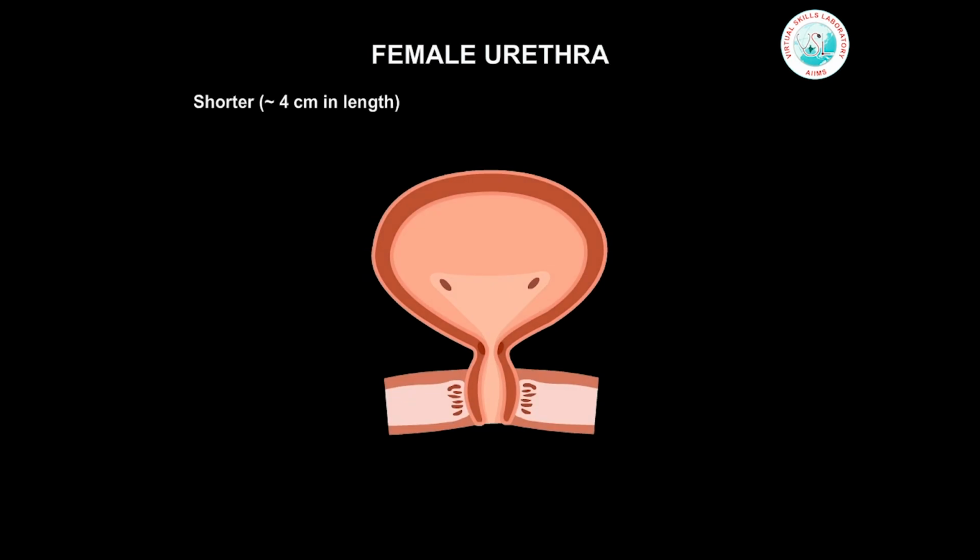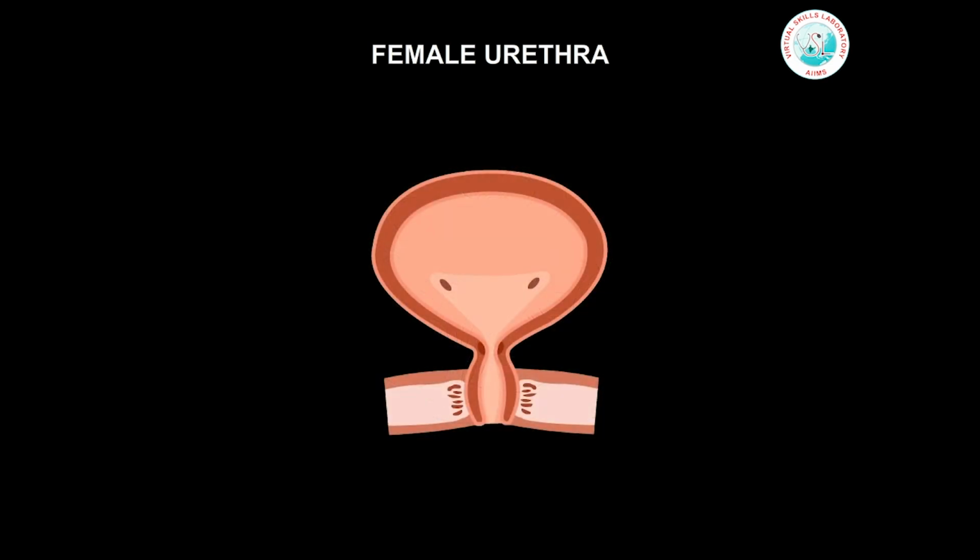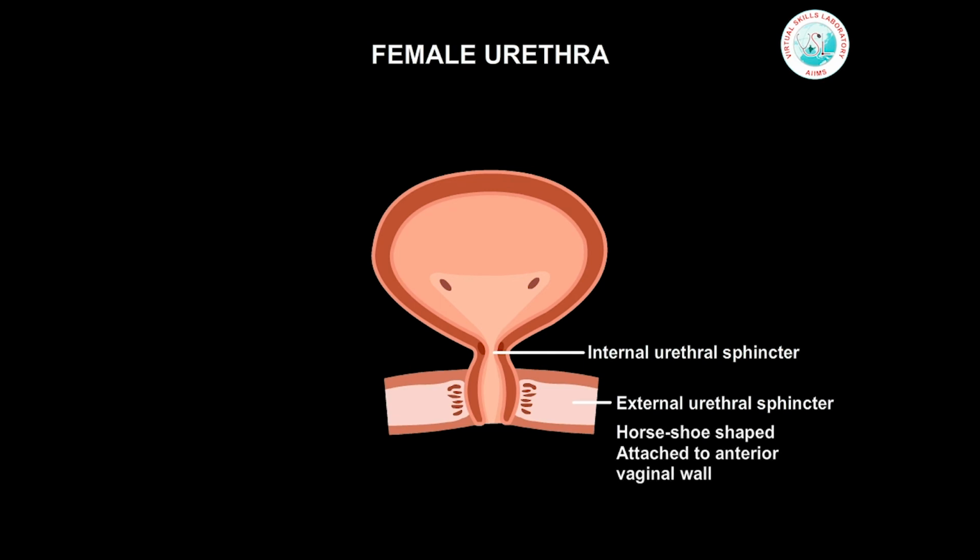The female urethra is shorter and opens directly in front of the vaginal vestibule. Because of its short length, women are more prone to develop urinary tract infections. The female urethra is related to the anterior vaginal wall throughout its length. The internal urethral orifice is surrounded by the internal sphincter, and the lower two-thirds of the urethra is surrounded by the external urethral sphincter. This is a horseshoe-shaped sphincter that is deficient posteriorly and is fixed against the anterior vaginal wall. The paraurethral or the Skene's glands are present in the wall of the distal urethra.